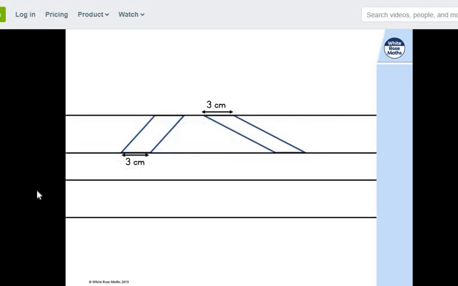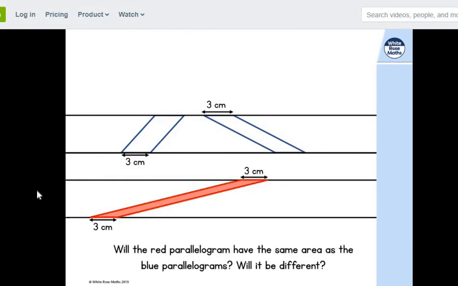Let's take that height. So if I drew a 3 centimetre line, and then drew another 3 centimetre line over here, and then I connected these into a parallelogram, which is the red parallelogram, will the red parallelogram have the same area as the blue parallelograms, or will it be different? Pause the video, have a think for yourself.